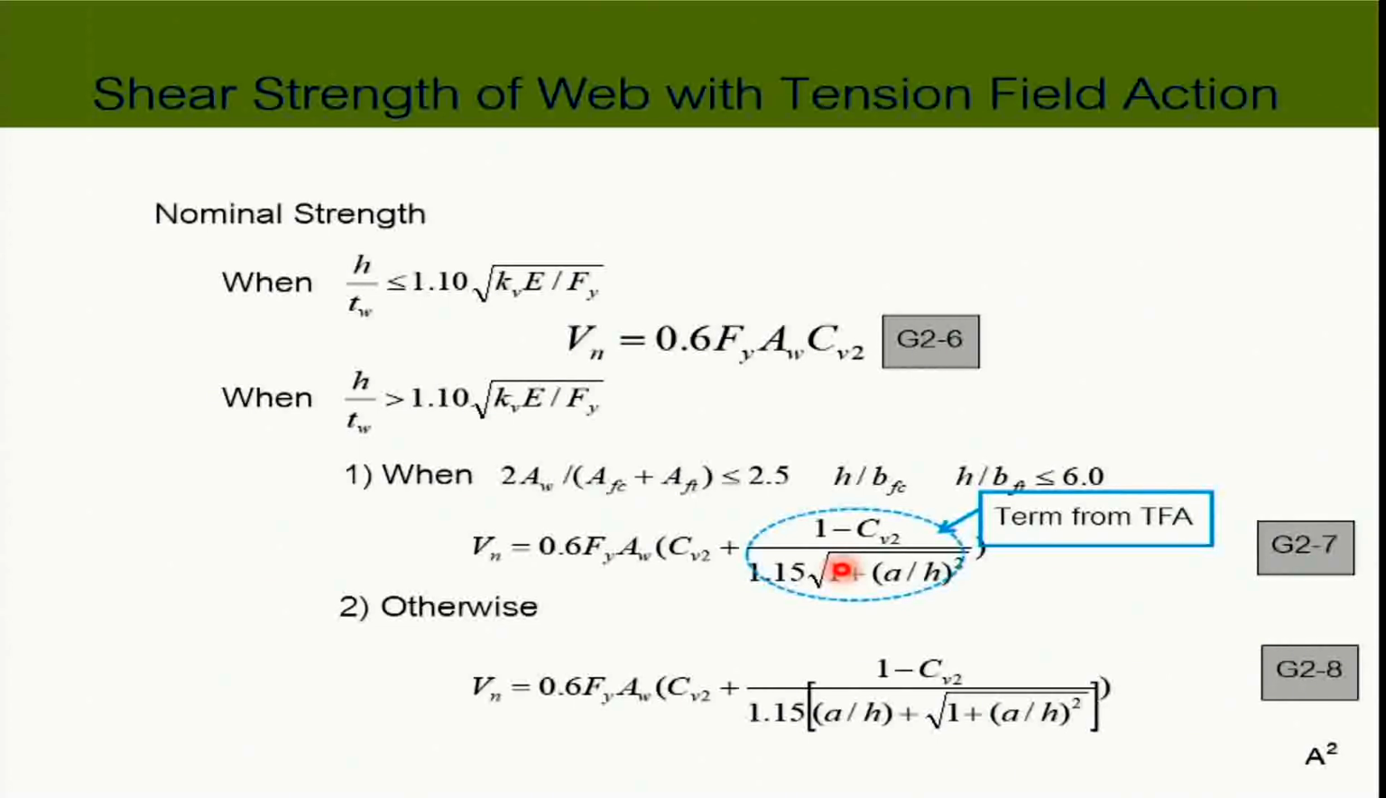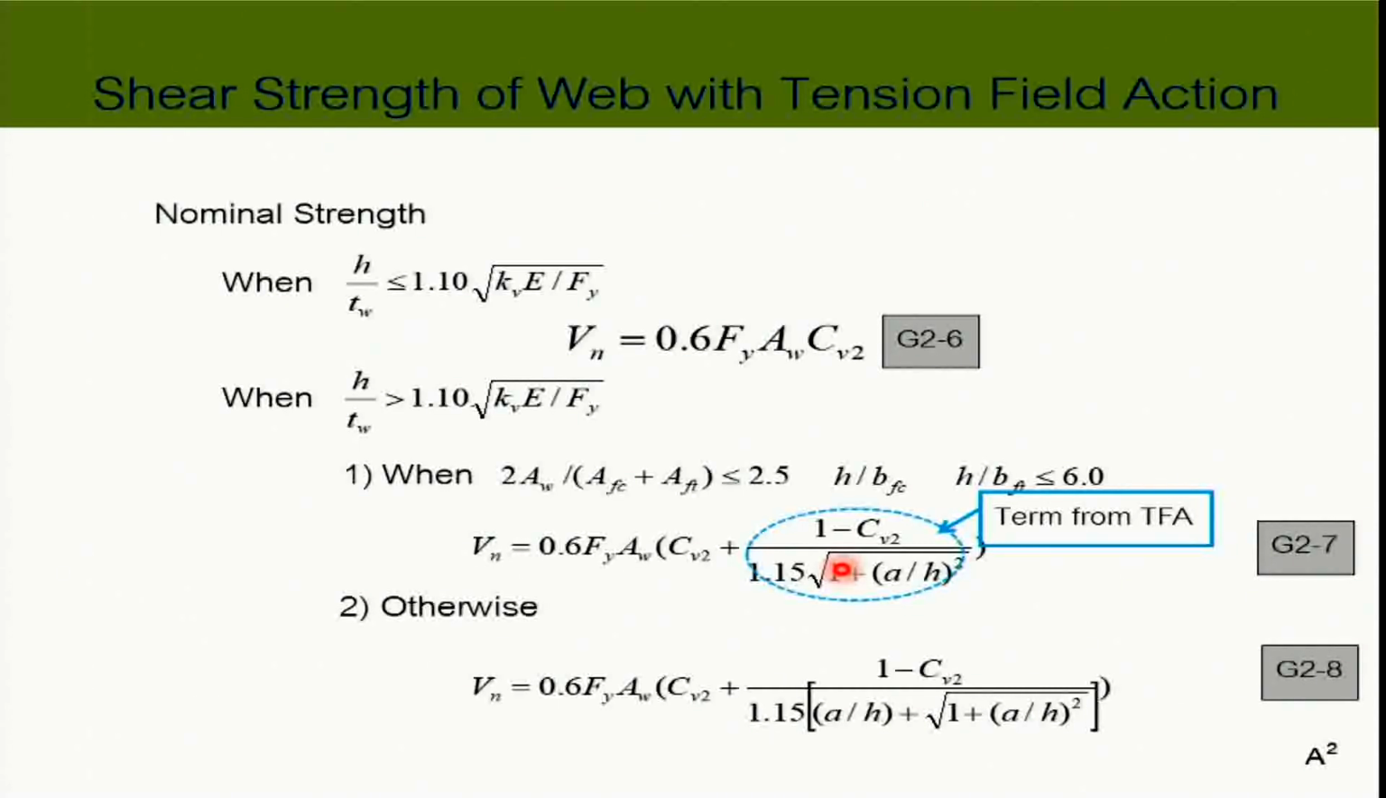This is somewhat related to the old one, but just with more terms. I don't know. I have never used it, which is the first time I see it. But the tension field action term is different. That's all. The nature is pretty much the same, right? The shear strength plus something extra for the tension field action. Okay?